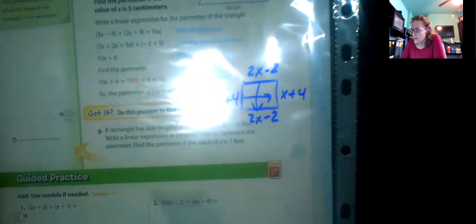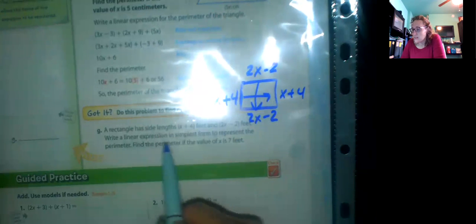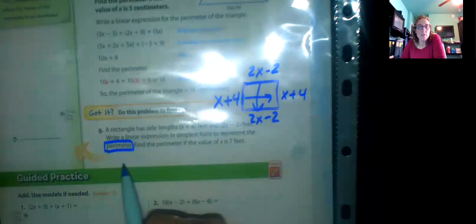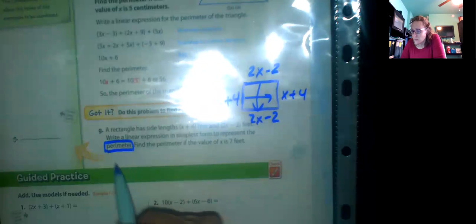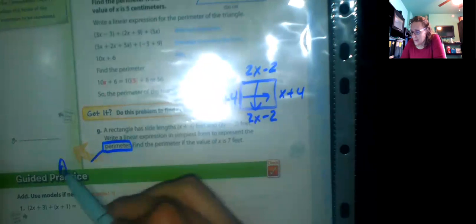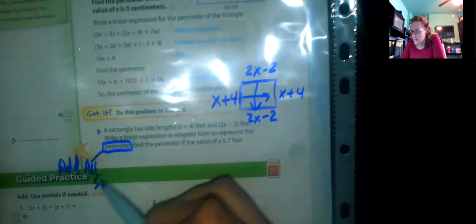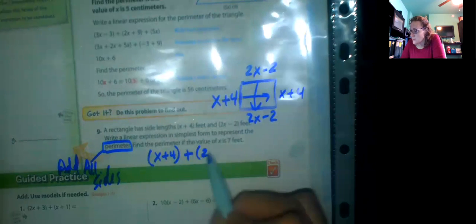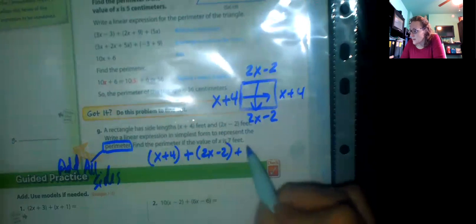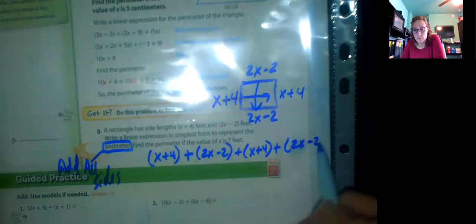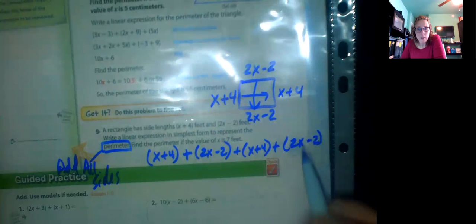Okay? Had you written them the opposite way, it would have been fine, as long as you do the opposite sides. Okay. Then it says, write an expression in simplest form to represent the perimeter. We talked about this in one of the videos a couple weeks ago. Perimeter is where we add all sides. Okay, so it's telling us to go x plus 4 plus 2x minus 2 plus x plus 4 plus 2x minus 2.